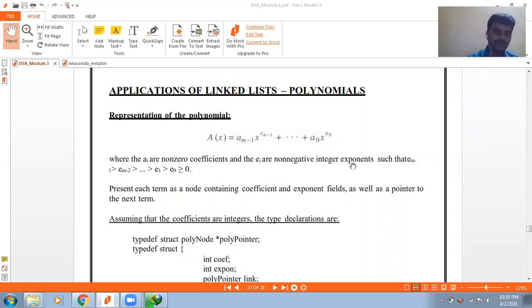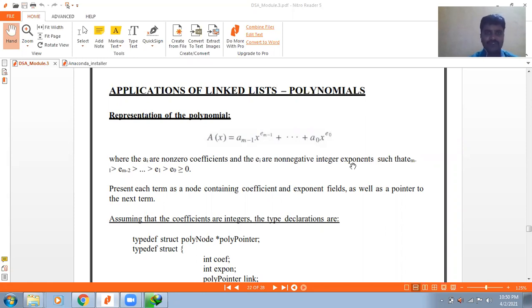Before going to the polynomial representation, what is the importance of a polynomial in real time? Polynomial representation is very important in error correction and detection methods in different data processing techniques in a communication system. So that is the main importance, and that is why polynomials are very important.